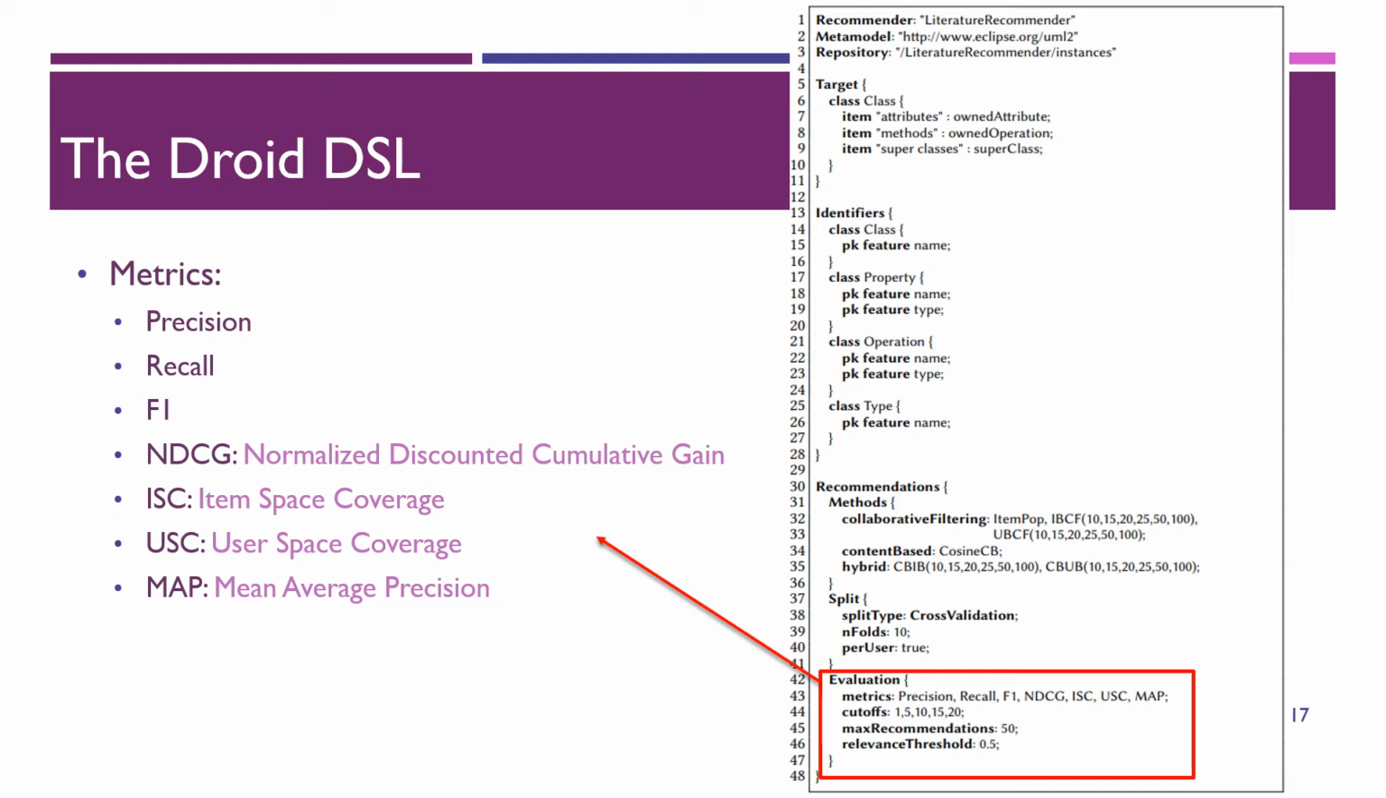Finally, from line 43 to 46, the evaluation settings are defined. Droid allows you to define several different metrics as well as different cutoff values, the maximum number of recommendations of items that you would like to receive, and the relevant threshold. For metrics, we have precision, recall, F1, normalized discounted cumulative gain, item space coverage, user space coverage, and mean average precision.